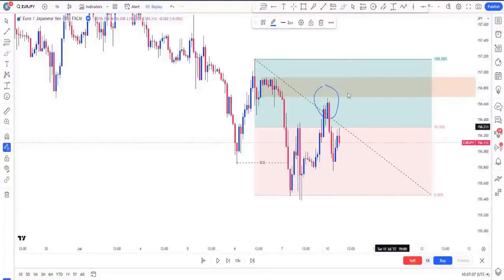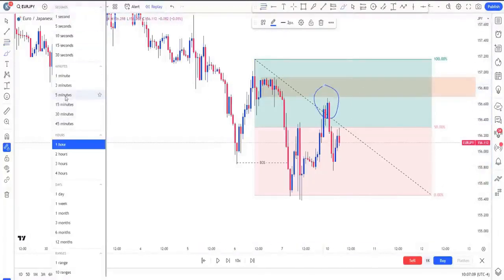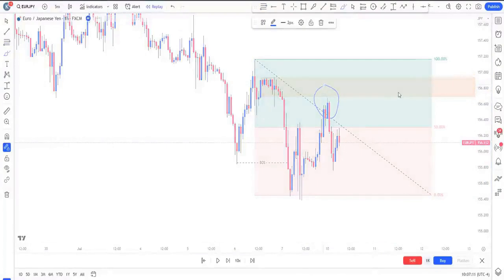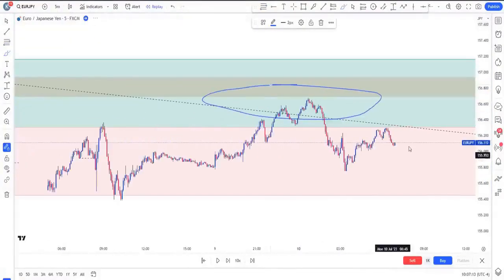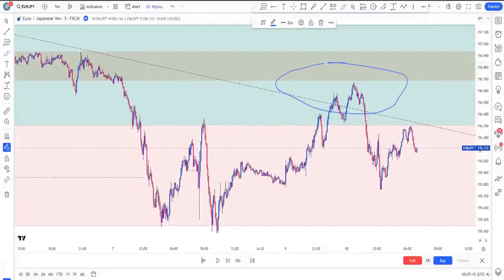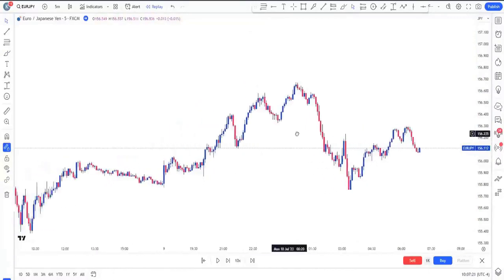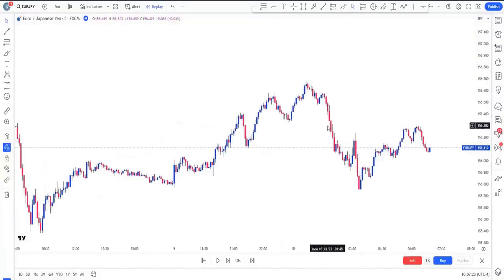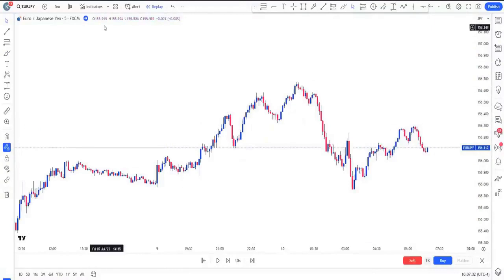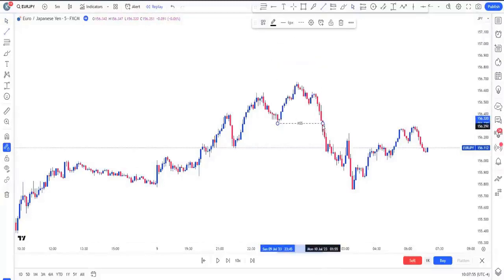Okay, so if I go down to the 5 minute, let's see what we've got. You can actually see that the 5 minute gave you an entry right there. That shift in structure right here. Let's see what we've seen here. This is where the shift in structure happened right there. This is where the shift in structure actually happened right here.